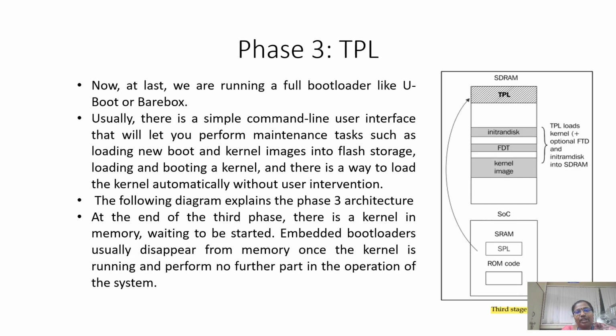Now at last we are running a full bootloader like U-Boot or Barebox. There is a simple command line user interface that will let you perform maintenance tasks such as loading new boot and kernel images into the flash storage, and loading and booting a kernel. There is also a way to load the kernel automatically without user intervention. The third stage loader loads the kernel, plus optionally the device tree and the initial RAM disk, into the SDRAM. At the end of the third phase, there is a kernel in memory waiting to be started.